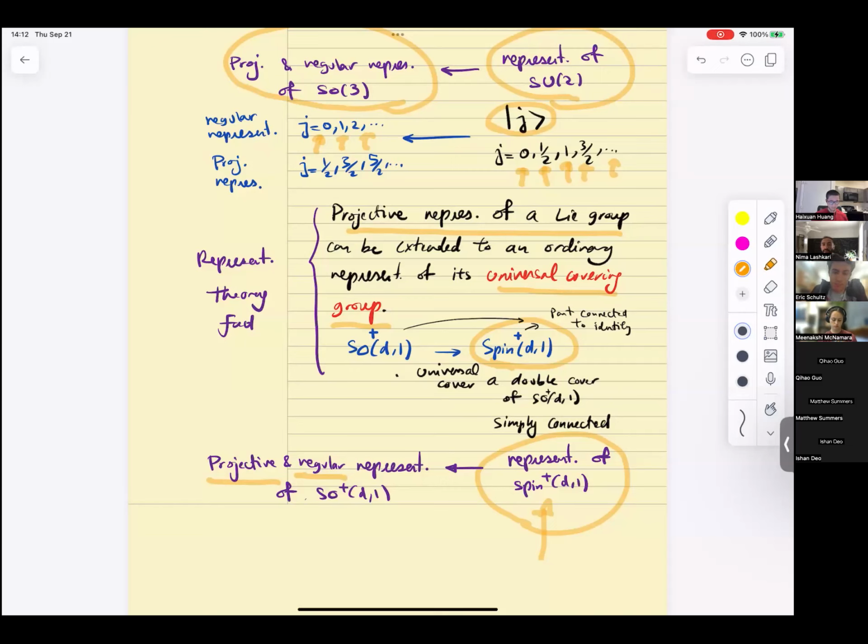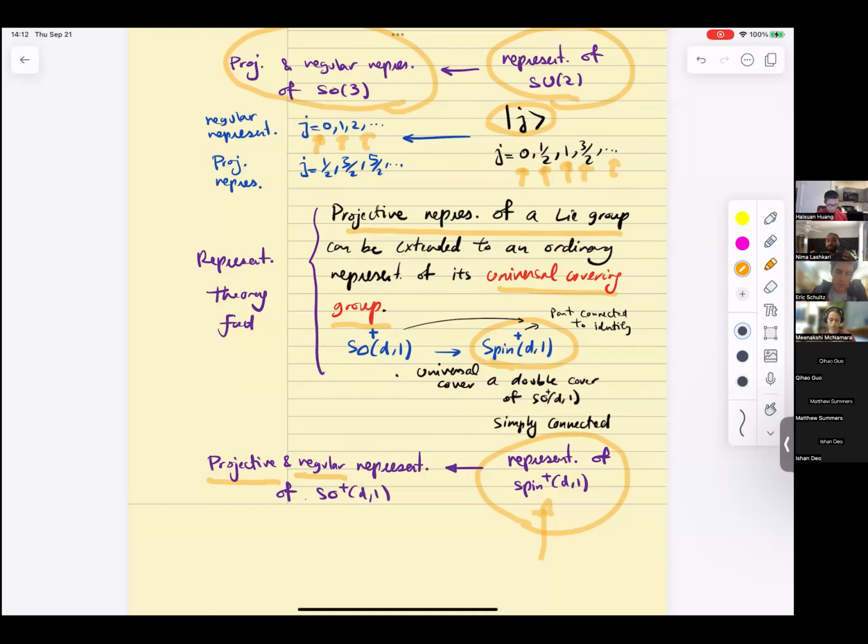Now, we said that in even dimensions, and we focused on 3+1 dimensions, there are four disconnected components, and you could go in between them using parity and time reversal. We focus on the connected piece around the identity. We call that the restricted Lorentz transformations. Every time I write SO+(3,1), that's the restricted Lorentz transformation. These are Lorentz transformations that are continuously connected to the identity.